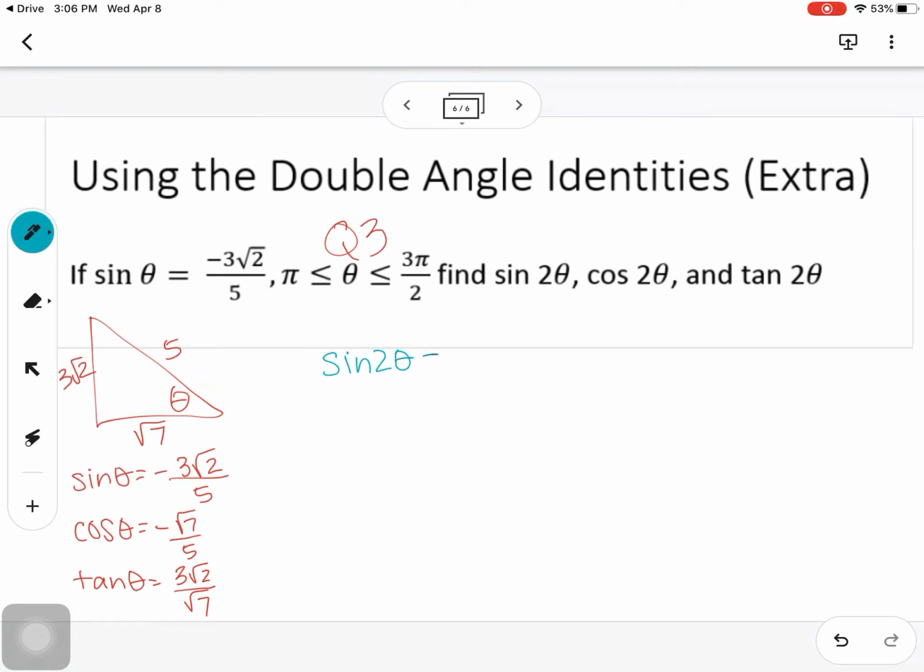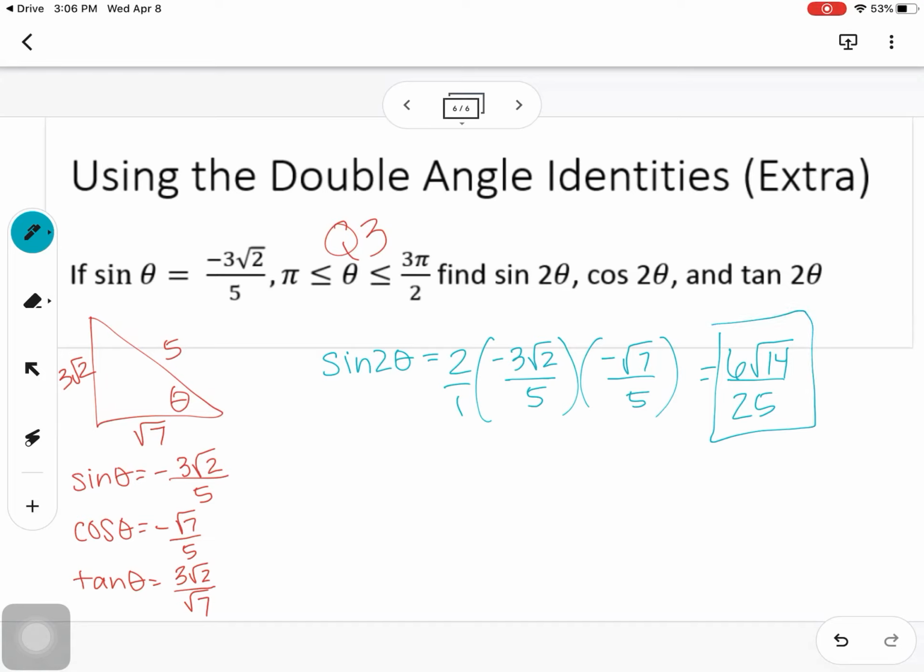For sine of 2 theta, we're doing 2 times negative 3 root 2 over 5 times negative square root of 7 over 5. When I do this multiplication on the denominator, I get 25. 2 times negative 3 times negative 1 is positive 6. Root 14 because of the 2 times 7. None of that simplifies, and so that is my final answer.